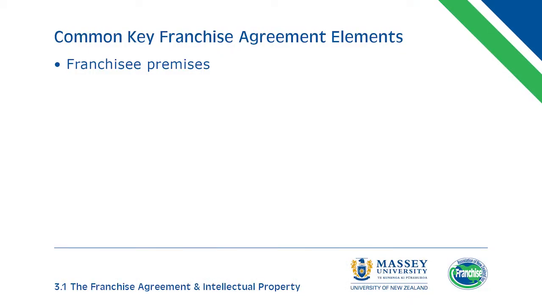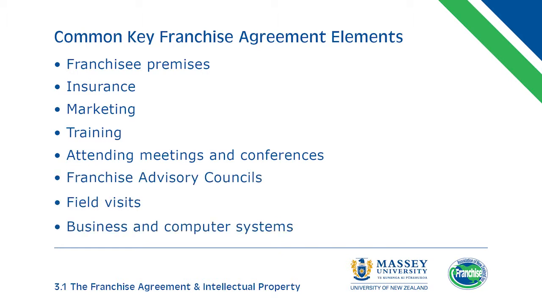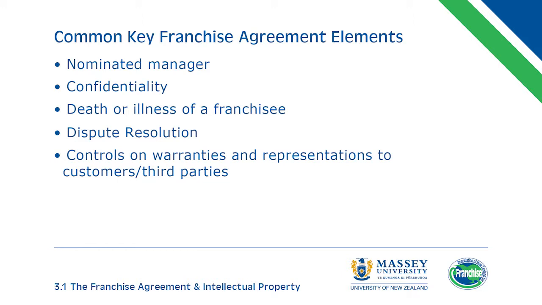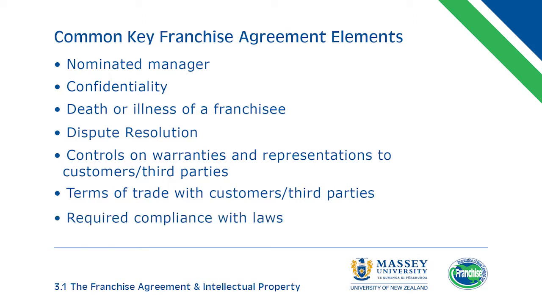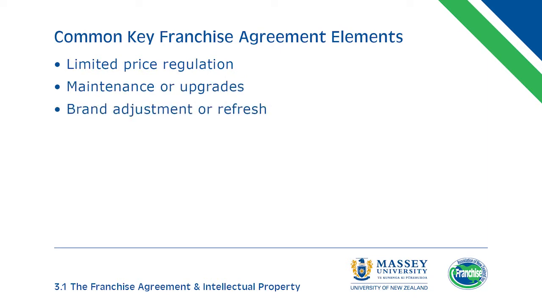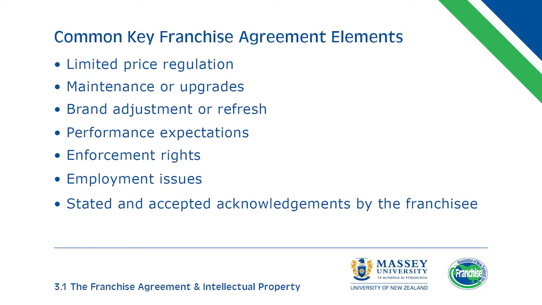There are also many further common elements covering areas such as franchisee premises, insurance, marketing, training, attending meetings and conferences, franchise advisory councils, field visits, business and computer systems, a nominated manager, confidentiality, death or illness of a franchisee, dispute resolution, controls on warranties and representations to customers or third parties, terms of trade with customers or third parties, required compliance with laws, limited price regulation, maintenance or upgrades, brand adjustments or refreshes, performance expectations, enforcement rights, employment issues, and stated and accepted acknowledgements by the franchisee.